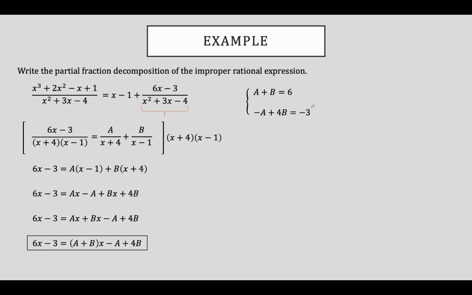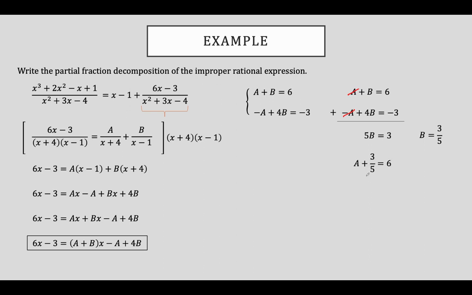Now, I think the easiest way to solve this system of equations is to use elimination. Notice we have opposite signs of a. So if we combine these two equations using addition, a plus negative a, those are going to eliminate the variable a, the unknown a. b plus 4b gives me 5b is equal to 6 plus a negative 3 is 3, meaning b is equal to 3 over 5.